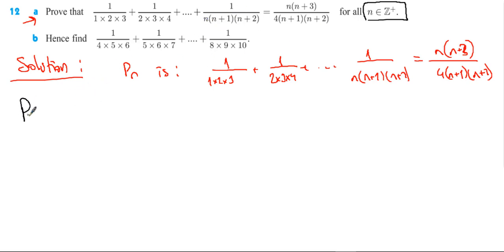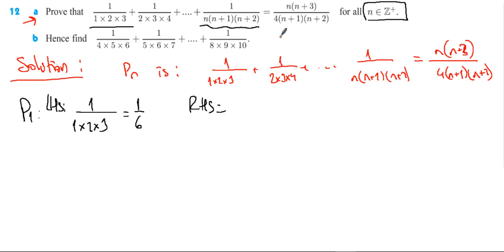So for the first step, I just input 1, here is my first element. It will be 1 times 2 times 3. It's the left-hand side. Sorry, I forgot to write left-hand side equals this. So what is it? 1 by 6. How about the right-hand side? Right-hand side, according to this formula, is 1 plus 3 divided by 4 times (1 plus 1) times (1 plus 2).